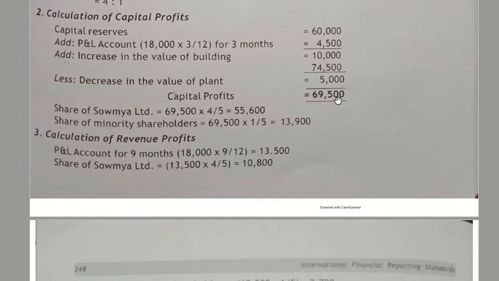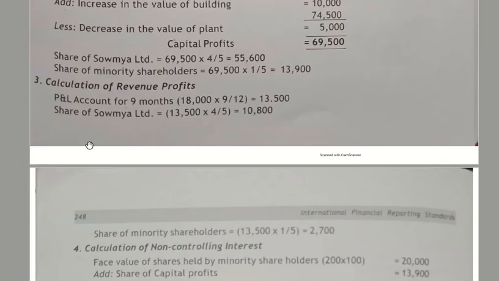So the share of Somya Limited is 69,500 into 4 by 5, which you get as 55,600, and the share of minority shareholders is 69,500 into 1 by 5. So 69,500 into 4 by 5 is 55,600, and 69,500 into 1 by 5 is 13,900.